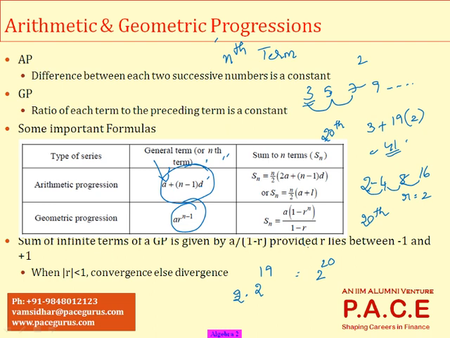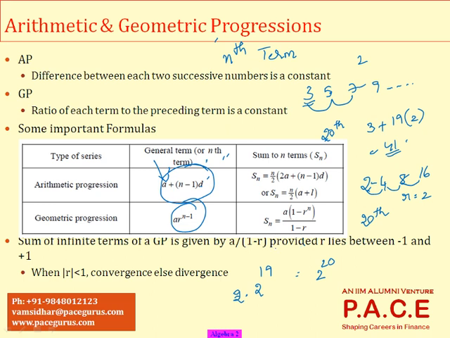So my questions could very well be a series given, and for that series I would be asked to find out the nth term of the series. Depending on whether it is an arithmetic progression or a geometric progression, I'll use the formula either a plus n minus 1 into d or a into r to the power of n minus 1. Any of these expansions is what I'll typically use to find out the nth term of that particular series.